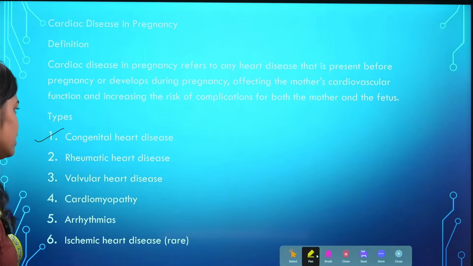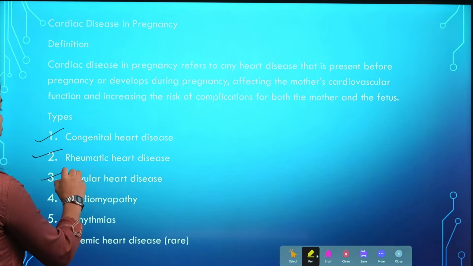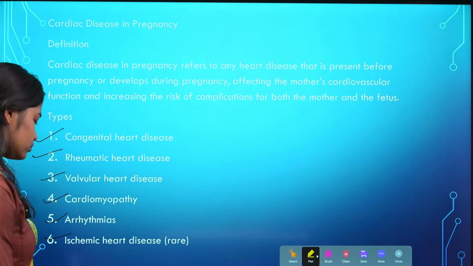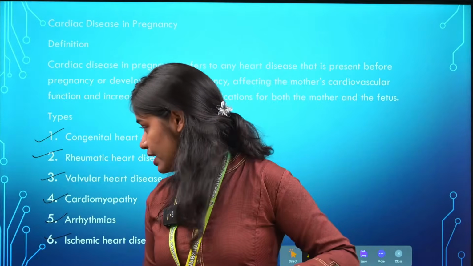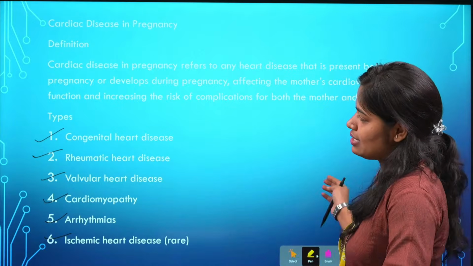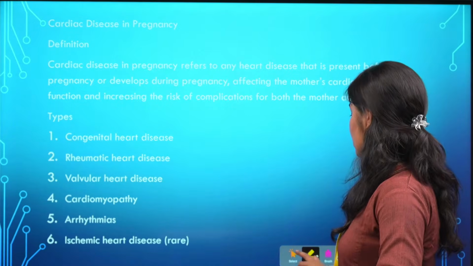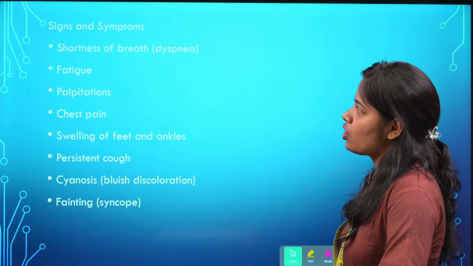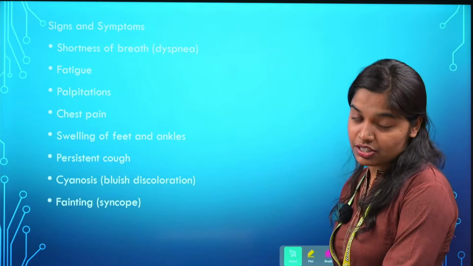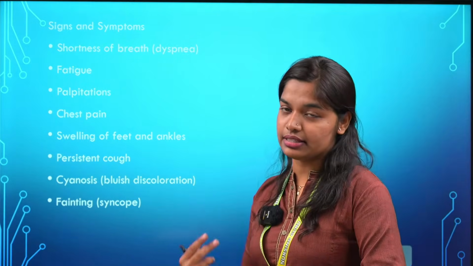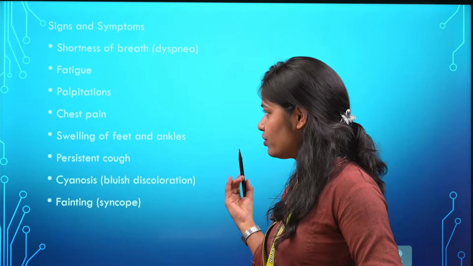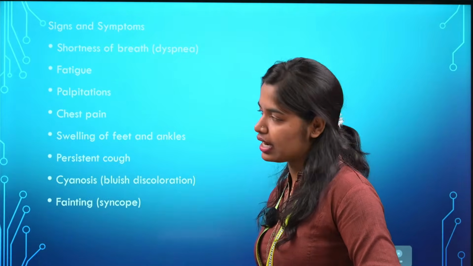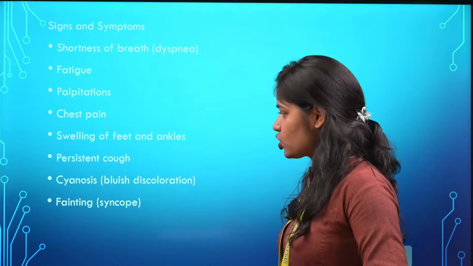congenital heart disease, rheumatic heart disease, valvular heart disease, cardiomyopathy, arrhythmias, and the last one is ischemic heart disease. These are the types of cardiac disease in pregnancy. Next, the signs and symptoms of cardiac disease in pregnancy: shortness of breath, fatigue, palpitation, where the mother is feeling her heartbeat itself, and chest pain will be there, swelling of the feet and ankles, persistent cough, cyanosis or bluish discoloration of the skin, and syncope will be present.